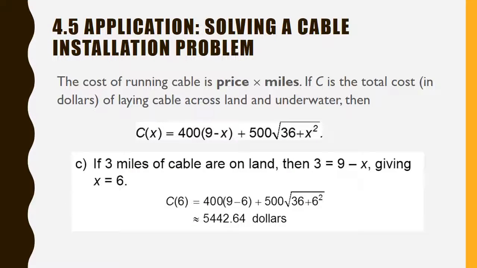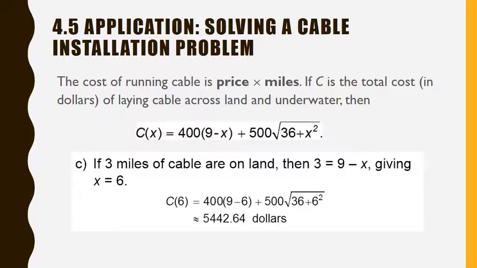The cost of running cable is the price times the number of miles. So if C is the total cost of laying the cable across land and underwater, then, remember it was $400 for land, $500 for water. It's going to be 400 times 9 minus x, that's the distance it'll go along the shore, plus 500 times what we just found, the square root of 36 plus x squared, and that's the distance of K.